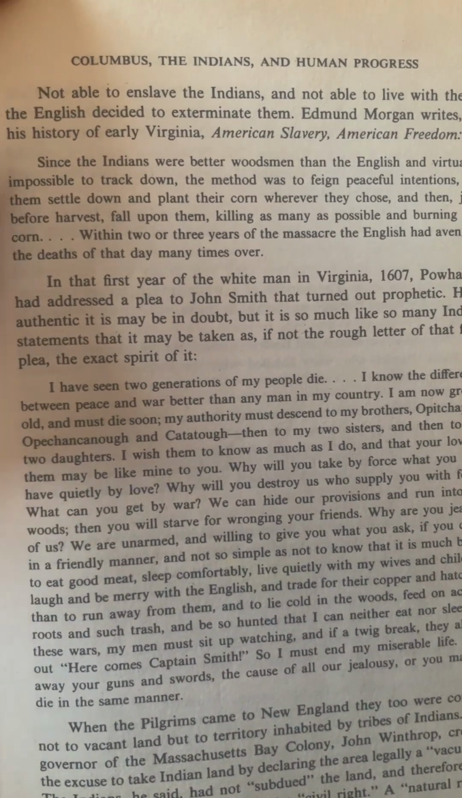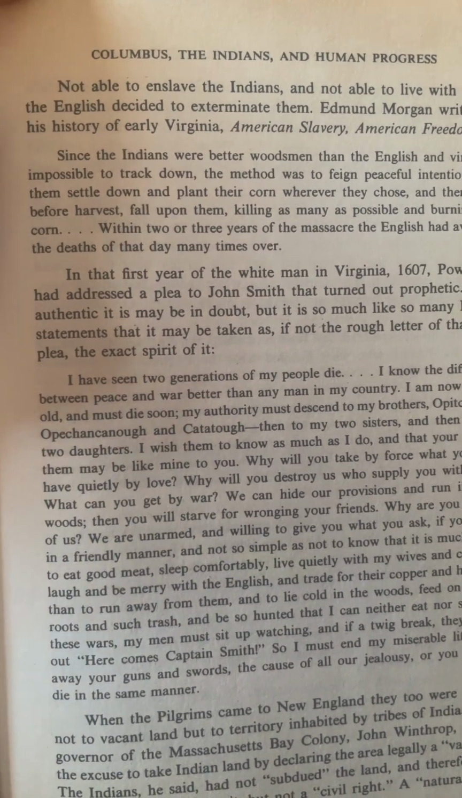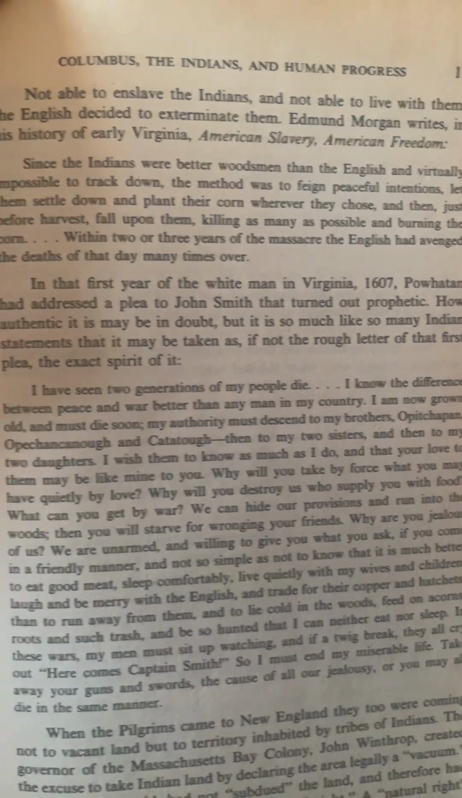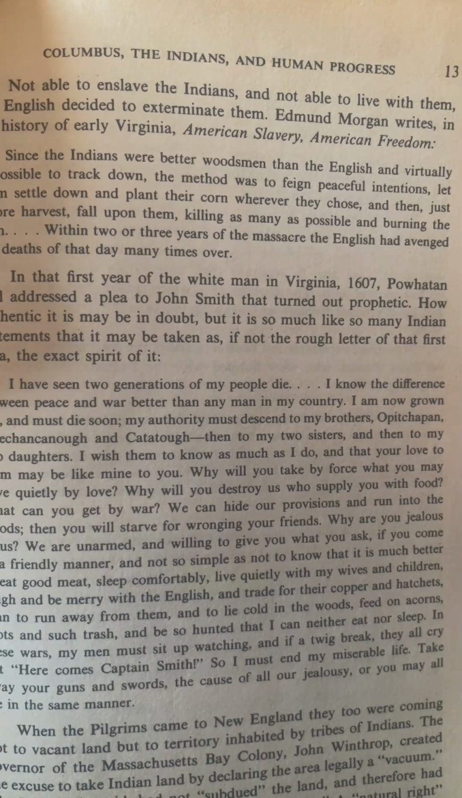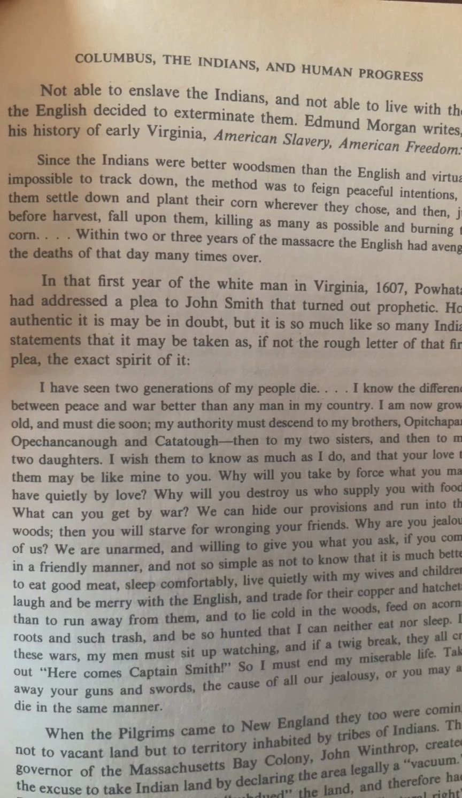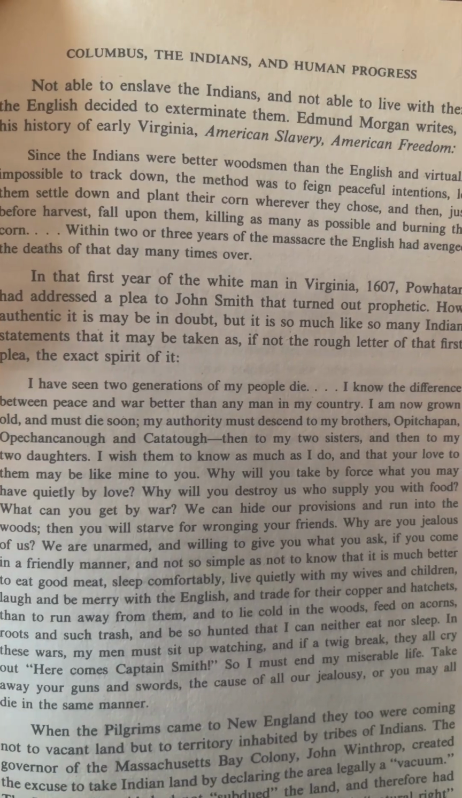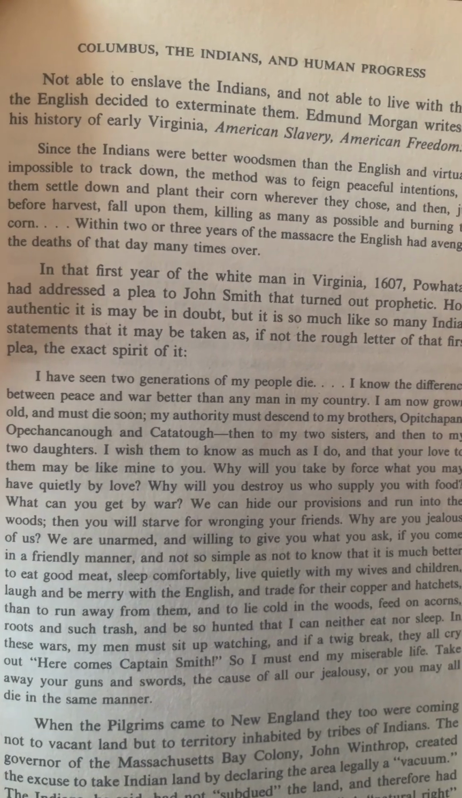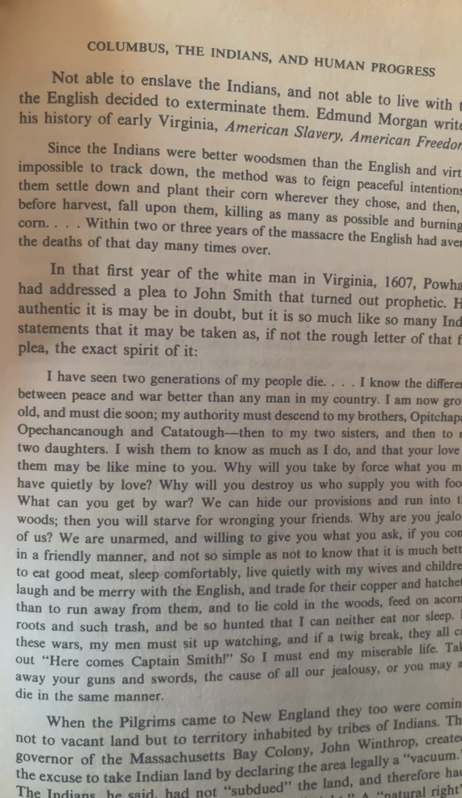Edmund Morgan writes in his History of Early Virginia, American Slavery, American Freedom: since the Indians were better woodsmen than the English and virtually impossible to track down, the method was to feign peaceful intentions, let them settle down and plant their corn wherever they chose, and then, just before harvest, fall upon them, killing as many as possible and burning the corn. Within 2 or 3 years of the massacre, the English had avenged the deaths of that day many times over.